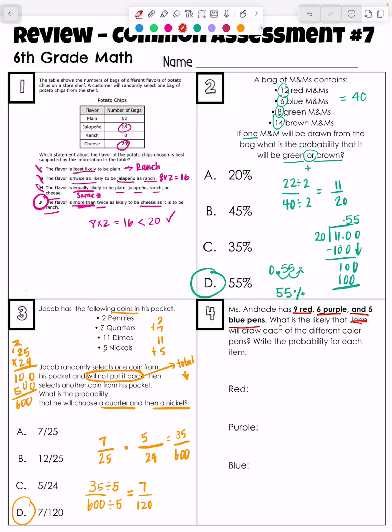So once again, we have to add up all of our pens so we can find the total probability. So out of all these is 20. So I'm automatically just going to put a 20 as my denominator. And then red is 9. I can't simplify 9 and 20. Purple is 6. I can simplify, so I am going to simplify. We get 3 over 10. And then 5 over 20. I'm going to simplify. Should get 1/4.